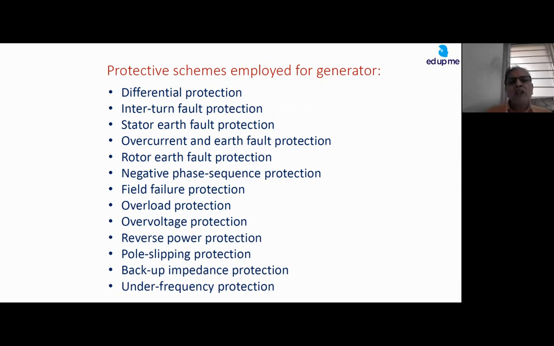Differential protection, inter-turn fault protection, 100% stator earth fault protection, overcurrent and earth fault protection, rotor earth fault protection, NPS protection, field failure, overload, over voltage, reverse power protection. Very important, because all class B protections are routed through reverse power protection. And reverse power protection is very costly, because our setting is hardly one. When the forward power is less than 0.5 to 3% of rated power, then the relay will sense.